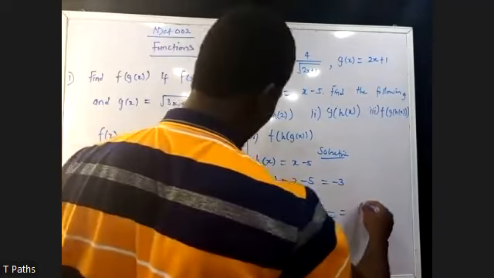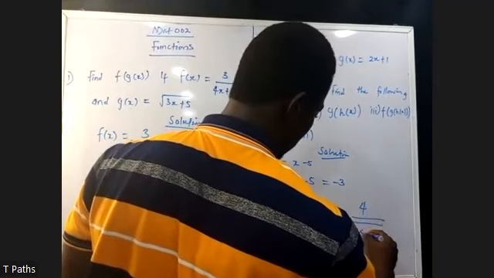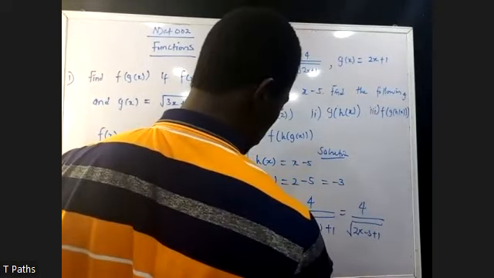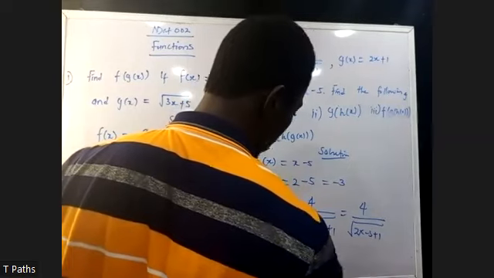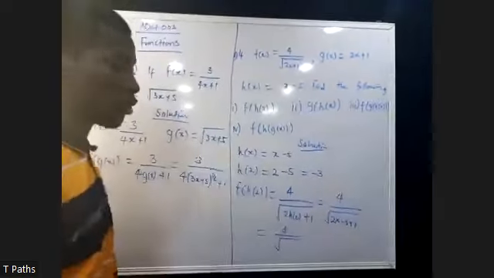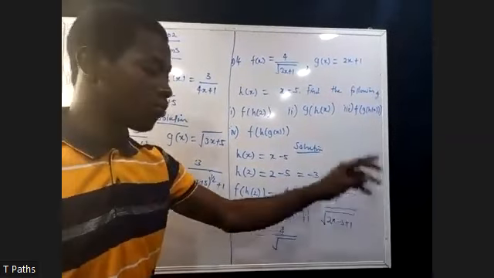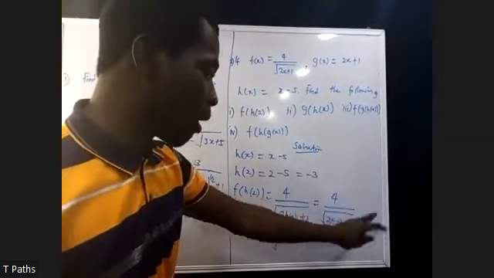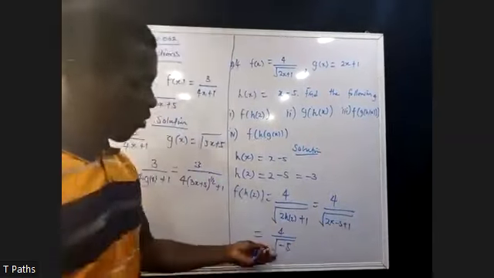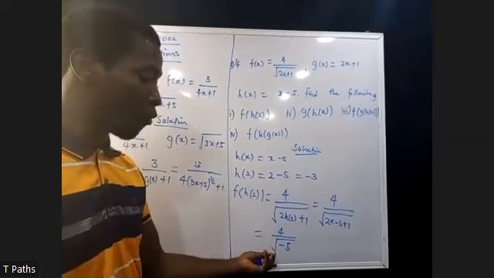And I'm going to write it back. I have 4 over square root of 2 times minus 3 plus 1. Is that clear? So I'm going to change it to be 4 over square root of 2 times minus 3, which gives me minus 6. Minus 6 plus 1 will give me minus 5. And of course, if you press your calculator to find the square root of minus 5, it will give you math error.